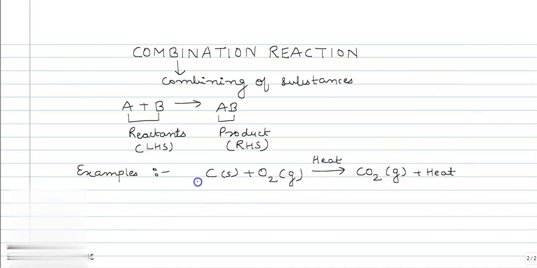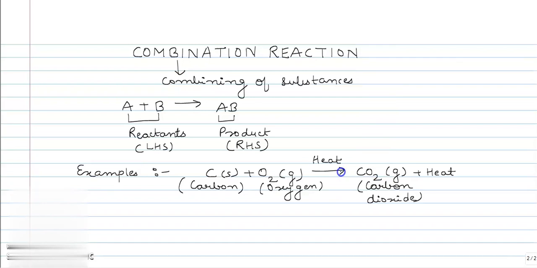Carbon, I'll write the name as well. C is for carbon. Oxygen. This is carbon dioxide. And then some amount of heat is liberated. So how is it an example of combination reaction? Carbon and oxygen, two substances, combine together to form a product, which is carbon dioxide gas. So this is one example of combination reaction.